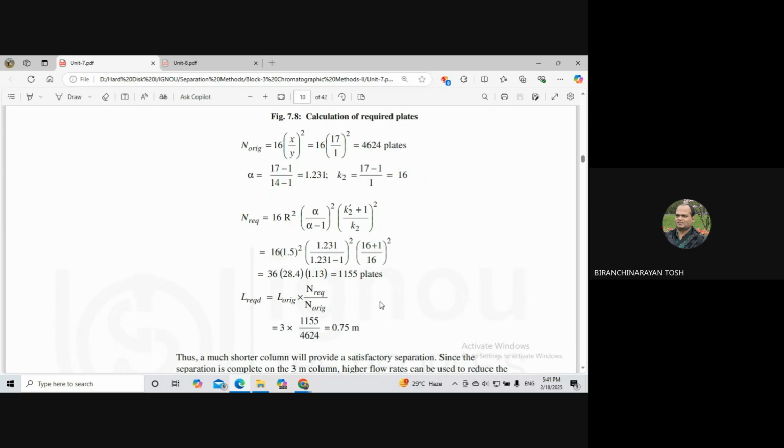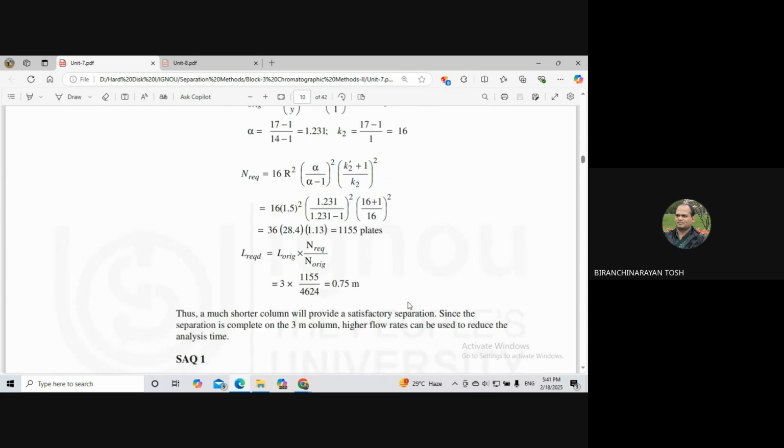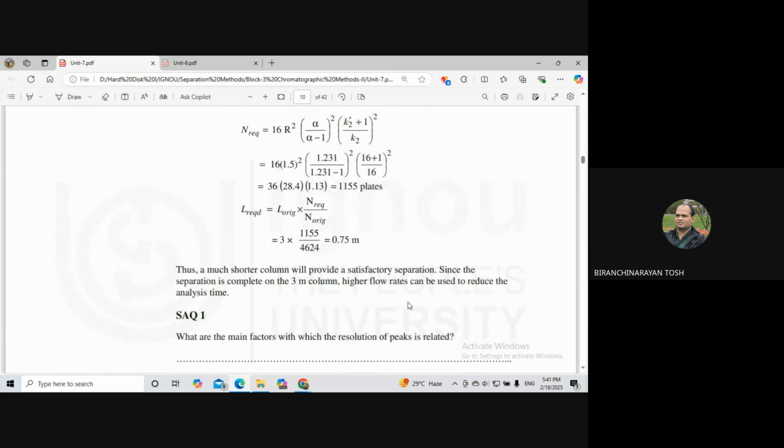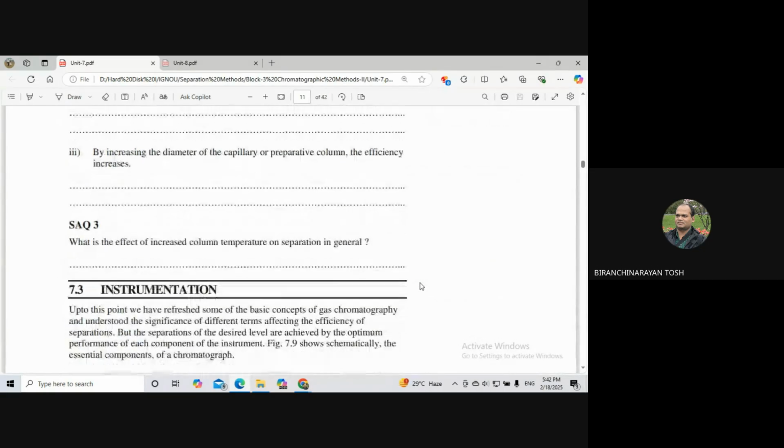Like this you can show L required will be equal to L original into number of plates required divided by original. So 3 times this one. So the length of the column should be 0.75 meter. Thus a much shorter column will provide a satisfactory separation. Since the separation is complete on the 3-meter column, a higher flow rate can be used to reduce the analysis time. Now move to the instrumentation.